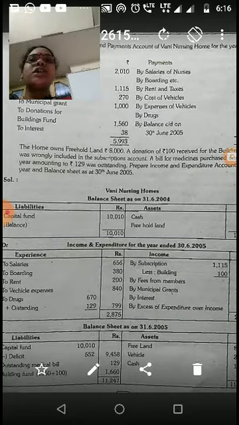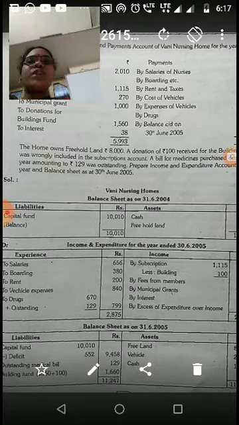From the receipts side, here the balance b/d on June 1st, 2004, that is 2010. To subscriptions 1115. Then to municipal grant, that is 1000. To donations for building fund 1560. To interest is 38. The total is 5993.